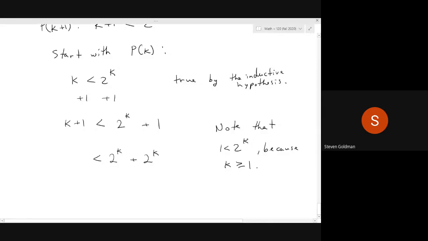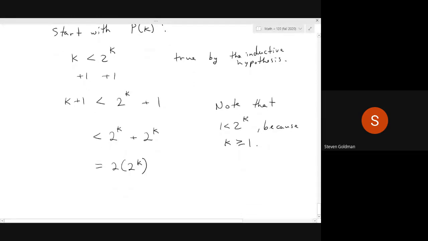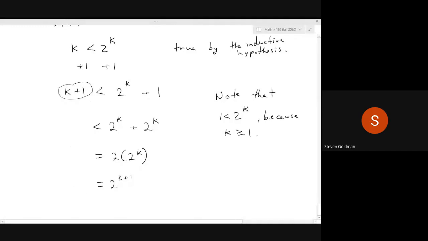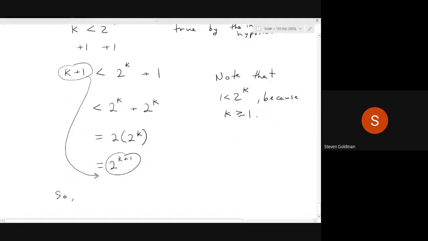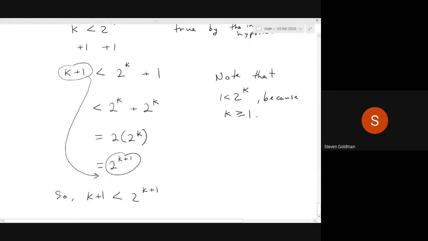All right, so what is 2 to the k plus 2 to the k? If I combine those, that's equal to 2 times 2 to the power of k. All right. And what is 2 times 2 to the power of k? Well, same base, different powers, so I have to add the powers. That's 2 to the 1 times 2 to the k. That's 2 to the k plus 1. So what do I have here? I have that k plus 1 is less than 2 to the k plus 1. Does that look familiar? It should. That is p of k plus 1.